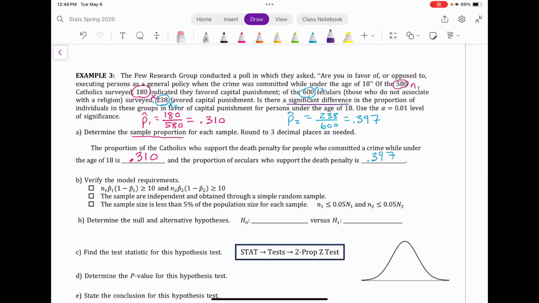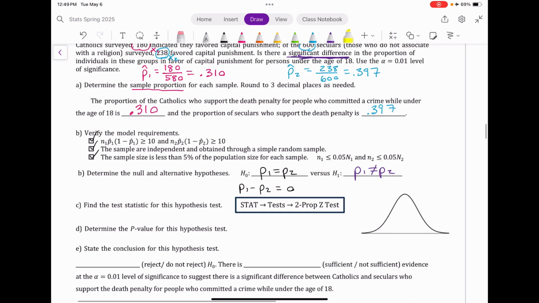So on part B, just need to make sure it verifies those 3 requirements, which it always will for the homework problems in the final. The alternative hypothesis, just like on the previous example, we assume that the proportions for both populations are equal, or the difference is 0. And then we're trying to determine if there's a significant difference in the proportion for Catholics versus secular. So we say P1 does not equal P2 for the alternative hypothesis.